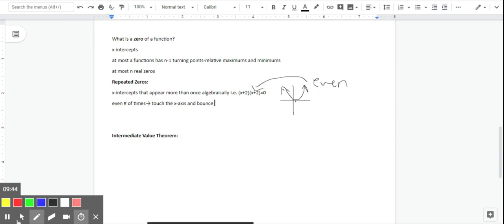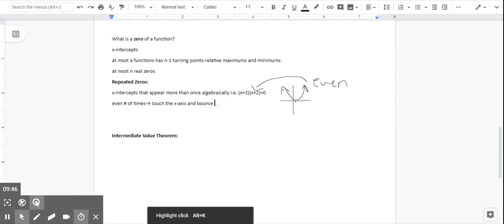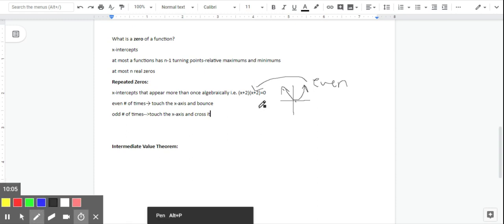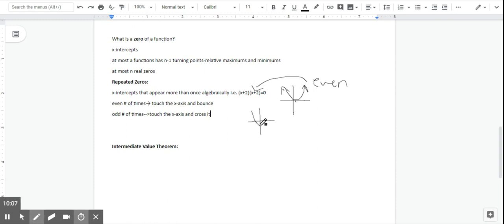Now, if it shows up an odd number of times, so that would include 1, if you have a zero that shows up once, so an odd number of times, it is going to touch the x-axis and cross it. So it's going to cross to the other side. So what will that look like? That'll look something like this.